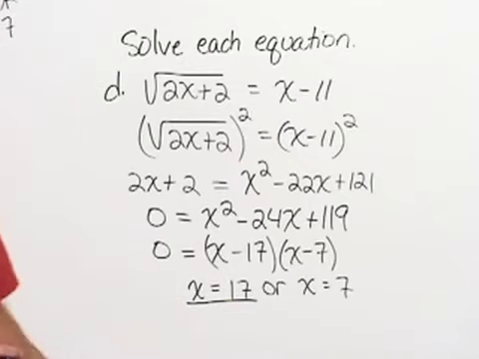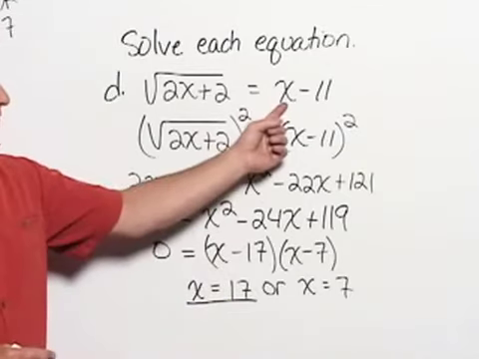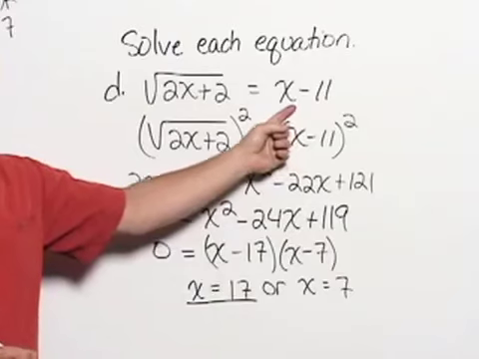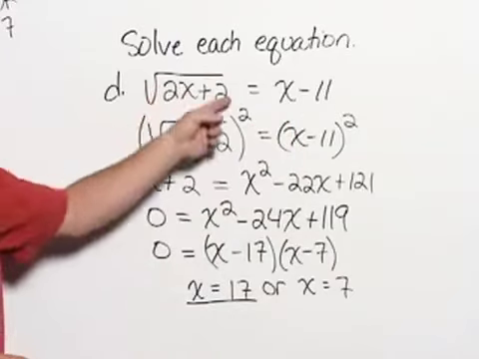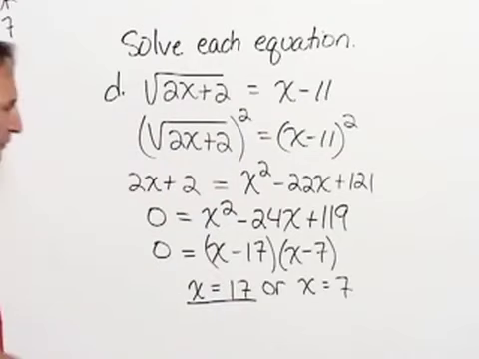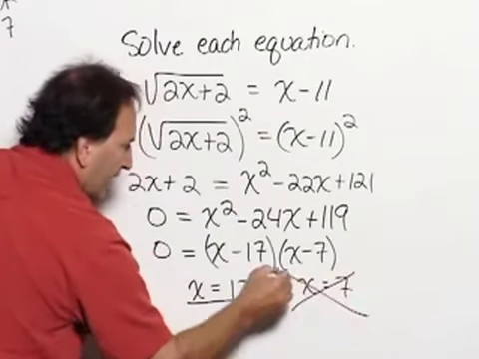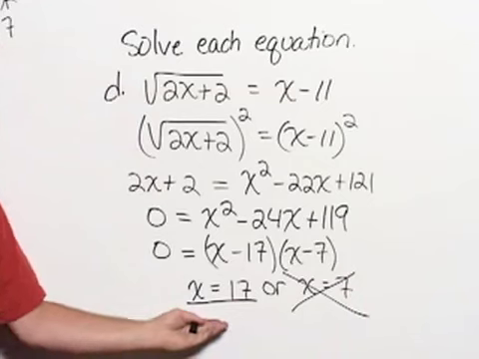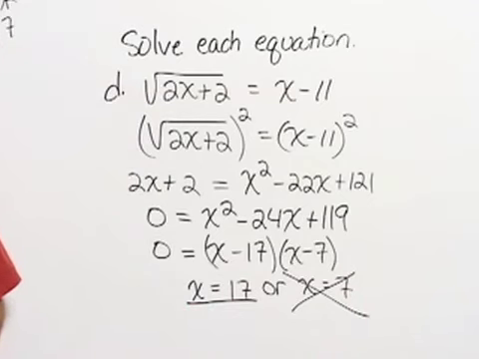However, when we check the 7, right away 7 minus 11 is negative 4. And we know that the square root will not equal a negative number. And therefore, this is not a solution. So our only solution is x equals 17.